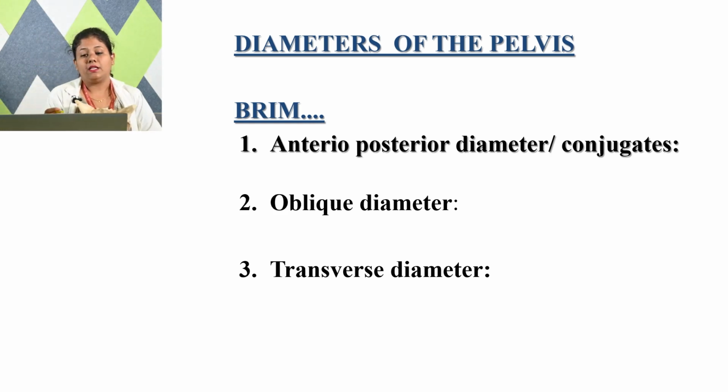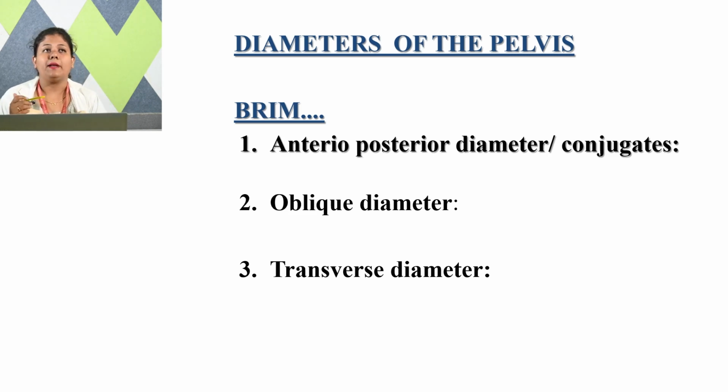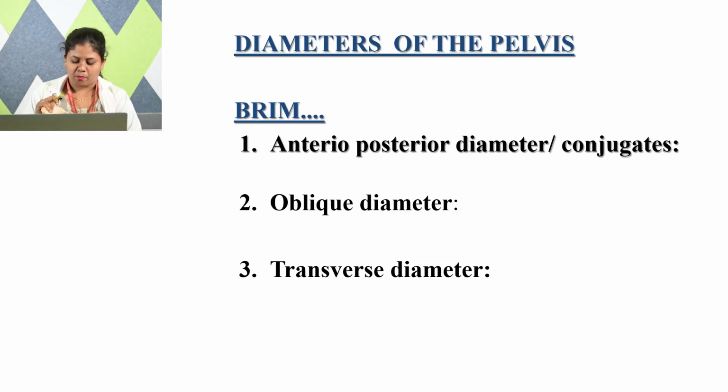Now when we are speaking about the brim, let's see the anterior posterior diameters. The AP diameter consists of the conjugates. Those are the anatomical conjugate, the obstetrical conjugate, and the diagonal conjugate. The anatomical conjugate is 12 centimeters. It starts from the upper border of the symphysis pubis to the upper border of the sacral promontory.